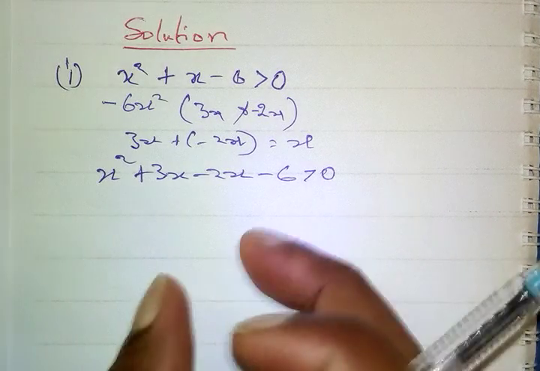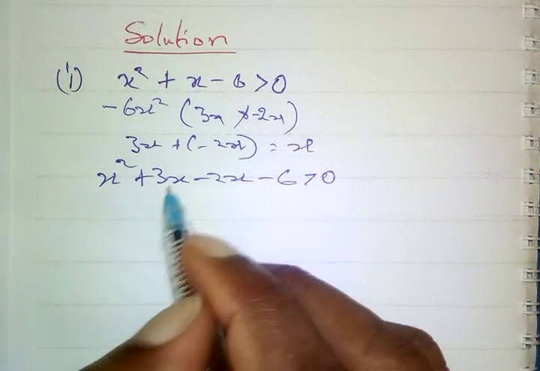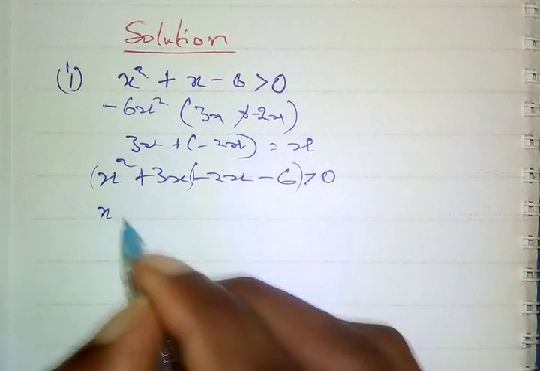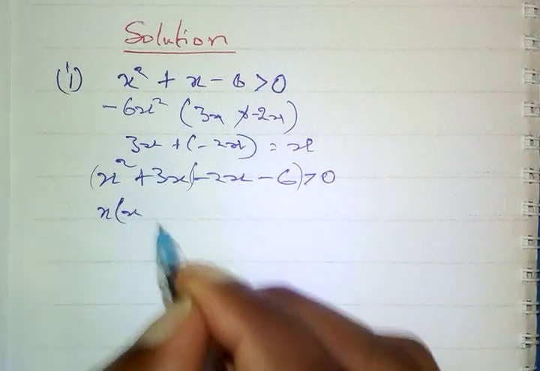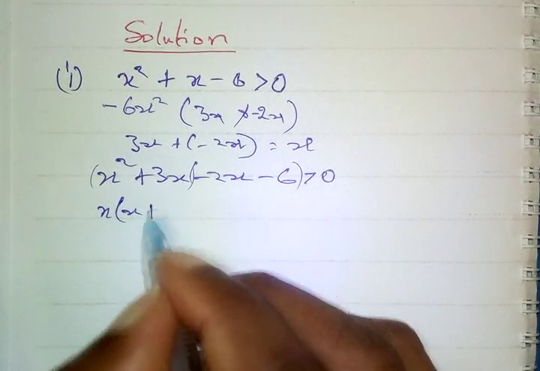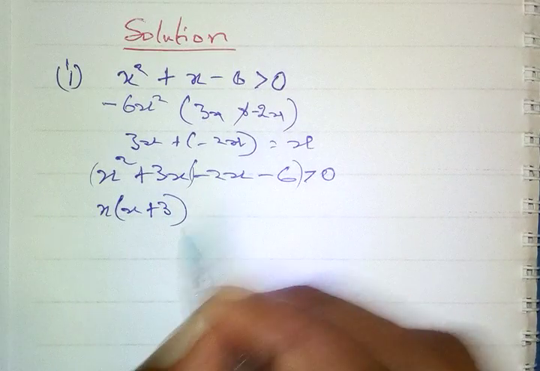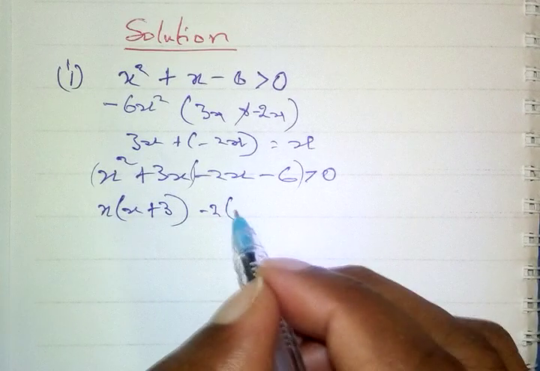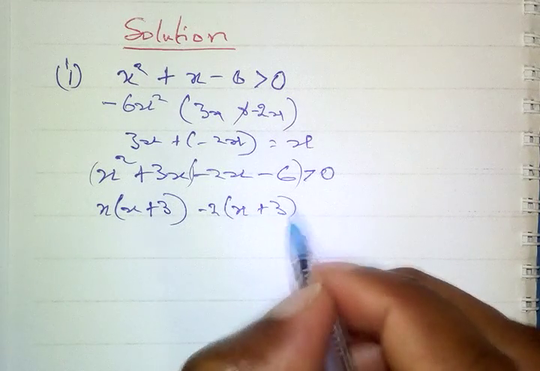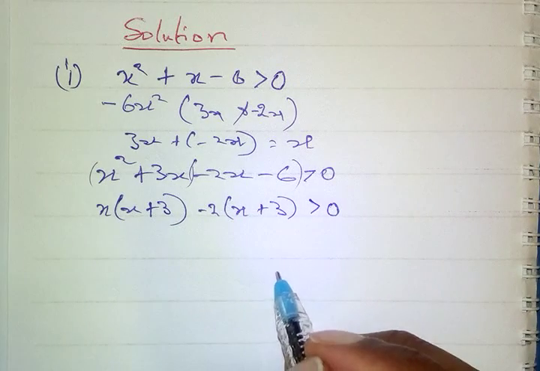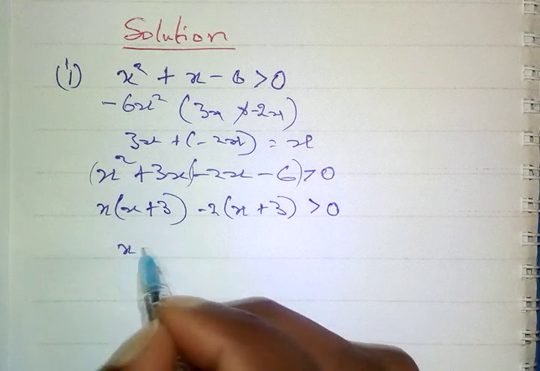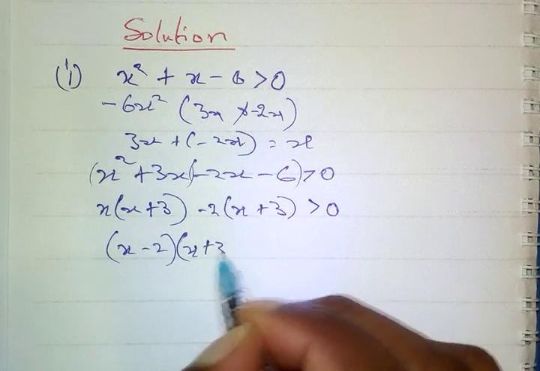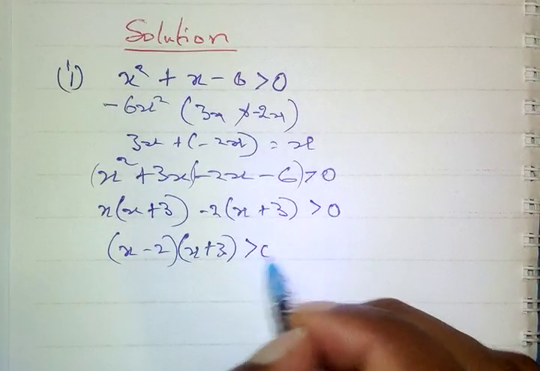Now I can factorize the left hand side. When I factorize this, what is common? I bring out what is common between the first two terms, which is x, and what is left will be x plus 3. And what is common between the last two terms, I also pull out, which is minus 2, and what I will have left will be x plus 3, and all this is still greater than 0. So I collect what is outside the bracket, x minus 2, and what is left in the bracket, since they are the same, I pick one, x plus 3. This is now greater than 0.